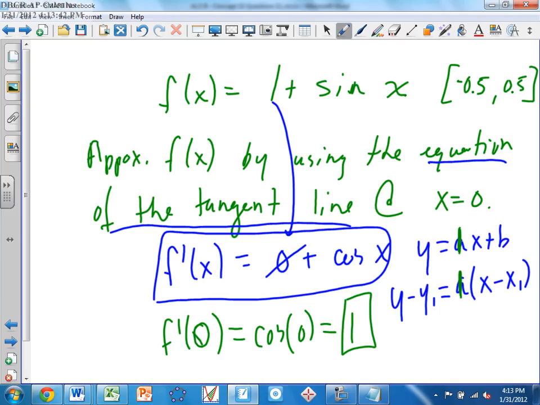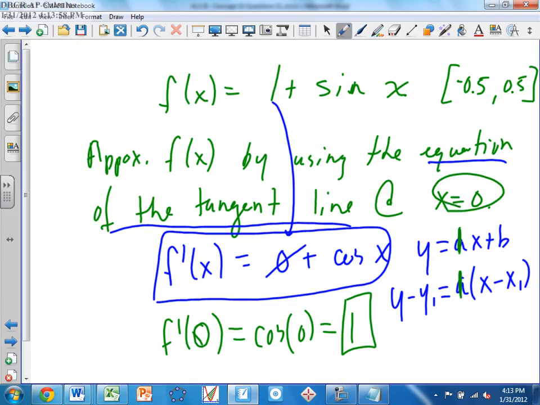Next, I want to figure out the value of the actual line. So I still need to know what b is. To get b, don't I have to plug in for x and y? I know x is 0, right? What should I do to get y? Plug in the original. Very good.